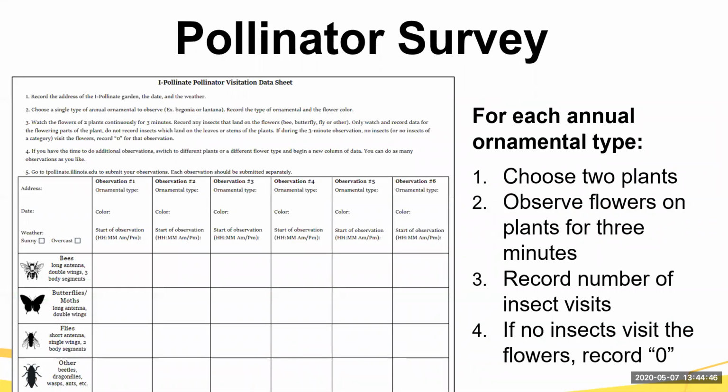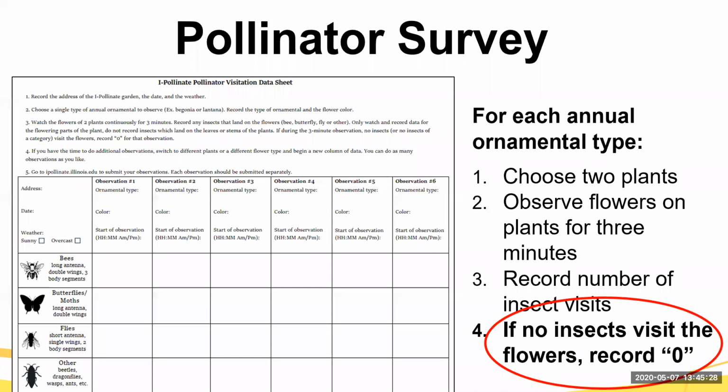And lastly, we have the Pollinator Survey. In the Pollinator Survey, all you do is for each type of annual ornamental, you'll select 2 plants of the 4 that are established, and you'll watch the flowers on those plants for just 3 minutes. If a fly lands on one of the flowers of the 2 plants that you're watching, you simply make a tally mark in the fly box in the ornamental column that you are recording. If nothing visits the flowers, you simply record a 0.